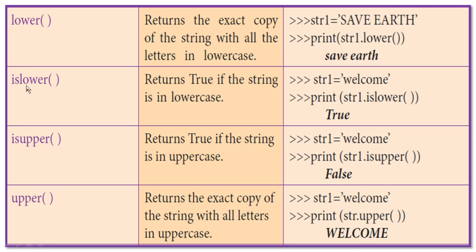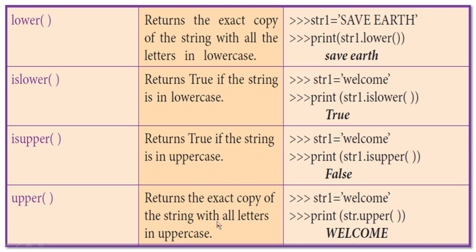Islower asks a question, is it lowercase or not. It returns true if the string is in lowercase. Here str1 equal to "welcome", is it lower? Yes it is lower, so it returns the value true. Third one is isupper, it asks the question, is it uppercase. It returns true if the string is in uppercase, otherwise it returns false. str1 equal to "welcome", these are small letters, not uppercase, so it returns the value false.